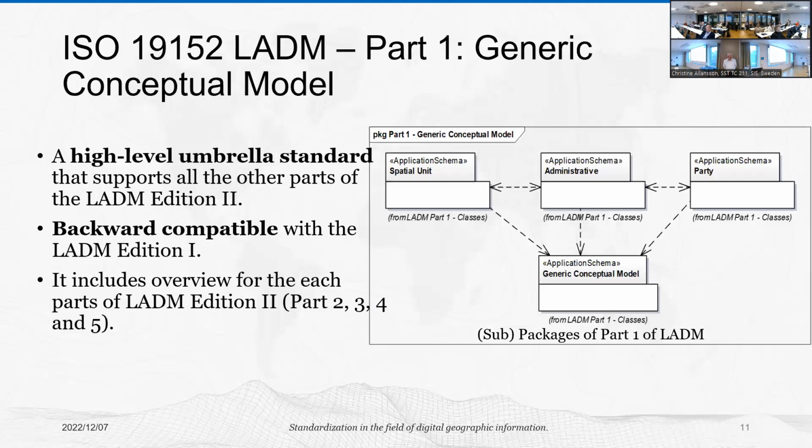Part 1 provides just the generic conceptual model, and it outlines its requirements, but also it acknowledges the importance of edition 1, and we've made sure that it's got backward compatibility. And also, as I said, it also links up with the various other parts of 2, 3, 4, and 5.